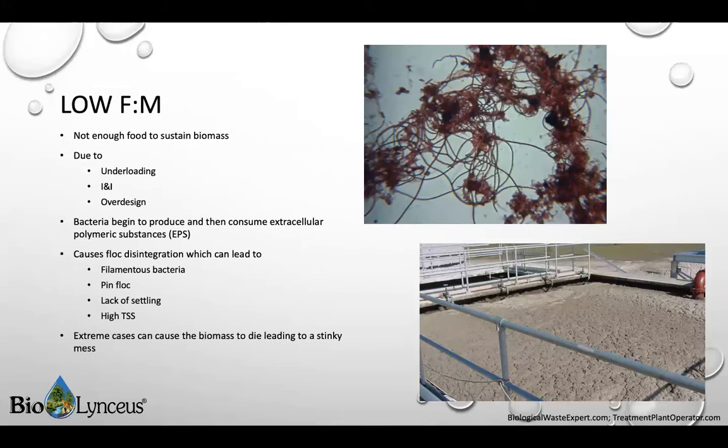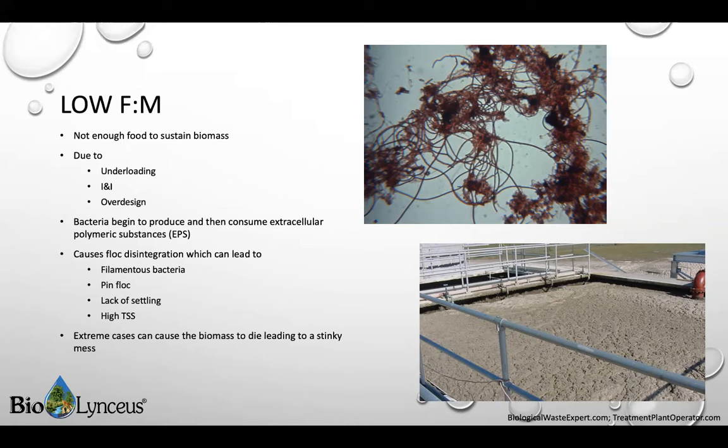Low F to M occurs when there is not enough food coming to your facility, either by underloading or by a dilution effect that is generally associated with I&I. A common example of underloading leading to low F to M is that of resort towns in the off-season. Think Colorado mountain towns. These facilities see a large number of tourists during ski season, where food for microorganisms is plentiful. When the tourists leave, so too does the food that feeds these wastewater facilities.